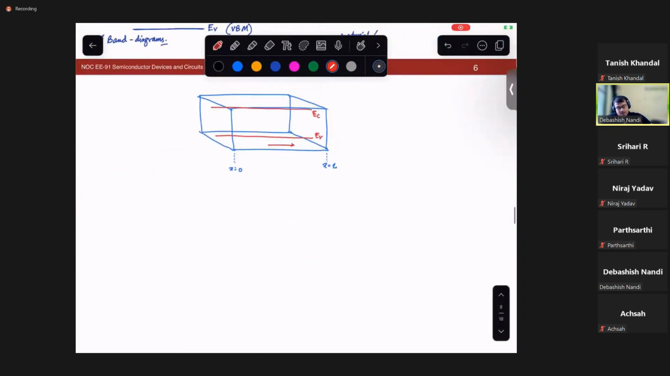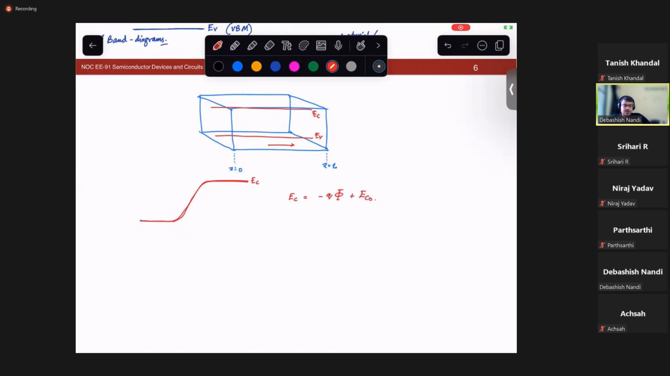Now suppose you have an energy band diagram like this. I am just considering EC here. EC generally takes the form of minus Q times potential plus some constant.